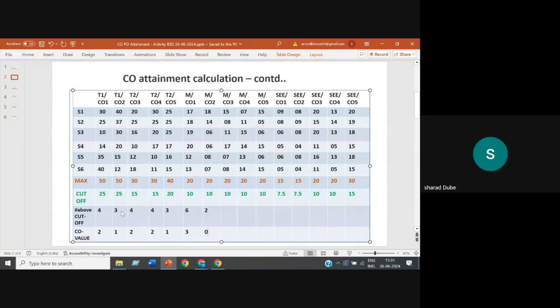Right. So here the CO value will be less than 50 percent: 2 out of 6 is 33%. So the CO value will be 0. Next, 3 and 1. 3 and 1, right?